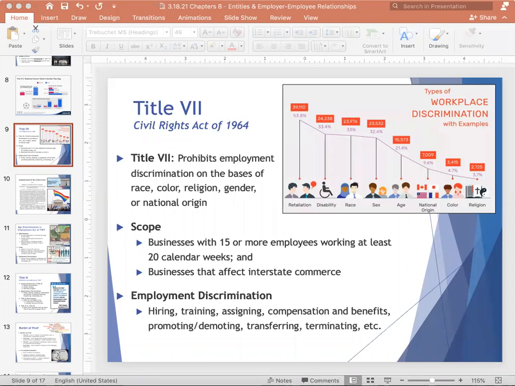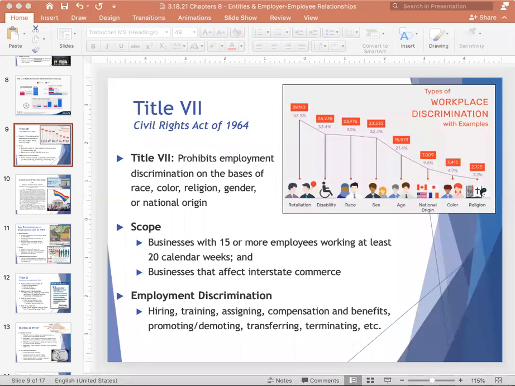They are not allowed to limit, segregate, or classify employees or applicants for employment in any way that would deprive them of employment opportunities, adversely affect their employee status, or take away from any employment benefits. So any type of adverse employment practice would be considered discrimination if you are treating this individual based upon their race, color, religion, sex, or national origin. So it prohibits employment discrimination on the basis of those protected classifications. You cannot treat that group of people or that individual differently because of their race, color, religion, sex, or national origin when it comes to employment practices.